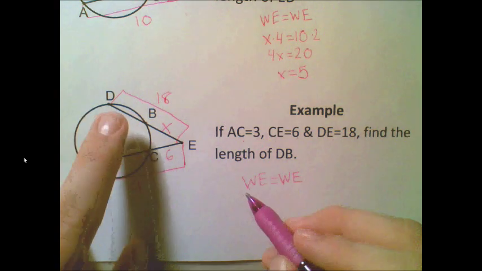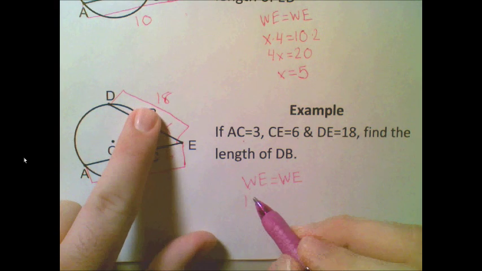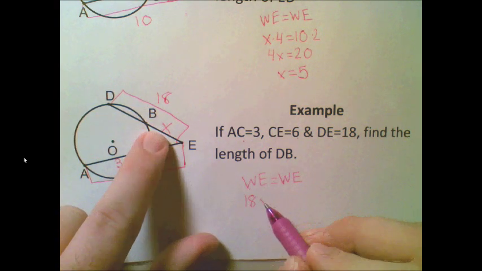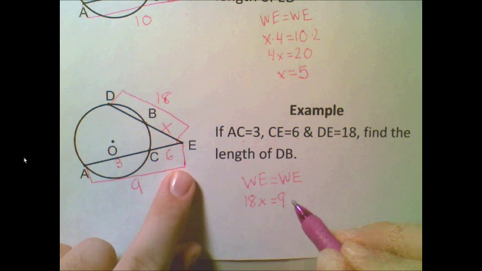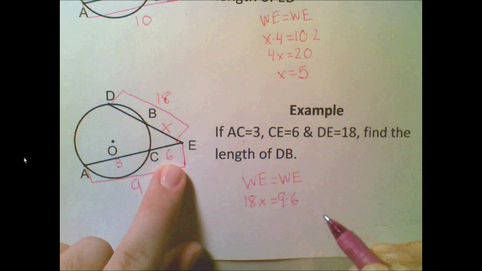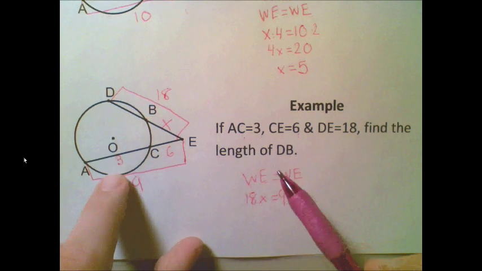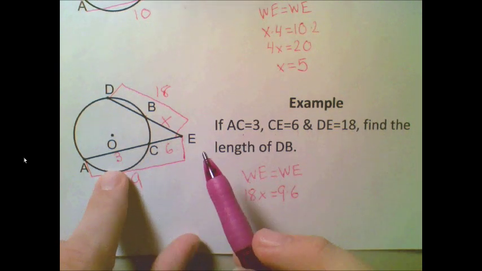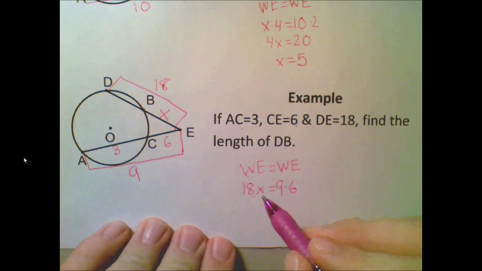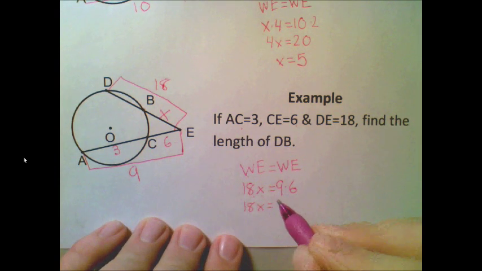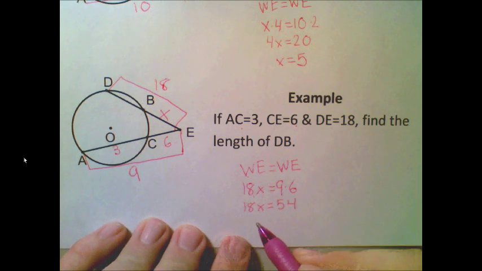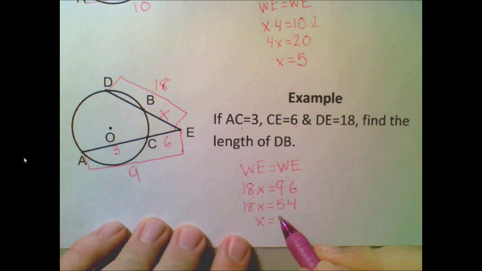So let's write out the formula. We have 18 is the whole. The exterior is x for the top one. The bottom one, the whole is 9, and the exterior is 6. And notice, they are trying to trick you. So do not fall for the trick. Make sure you label your diagram. Now, 18x equals 9 times 6. 18x is going to be equal to 54. And x is equal to 3.